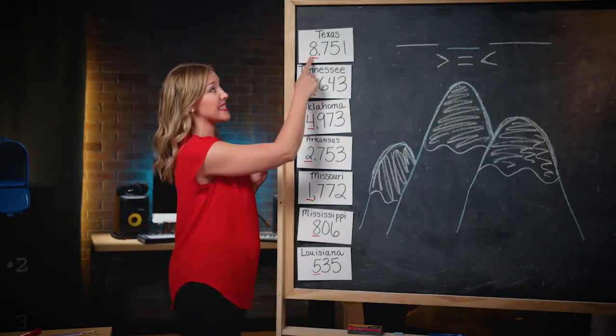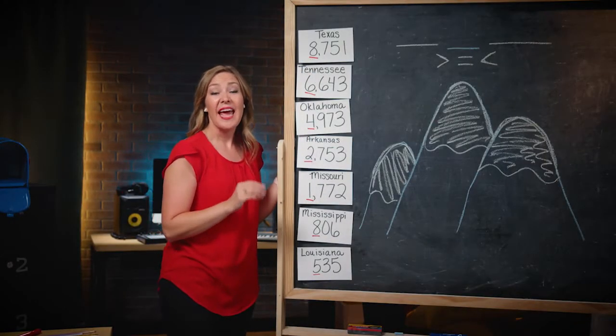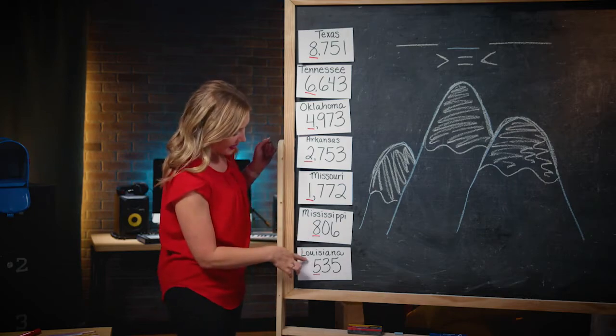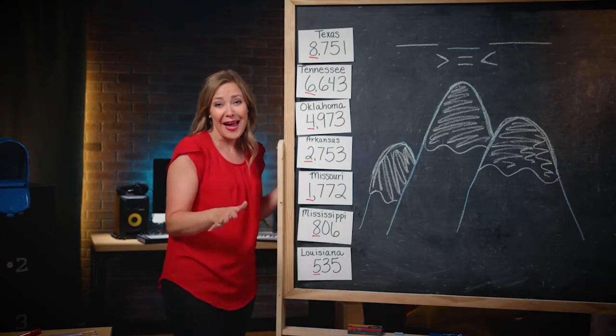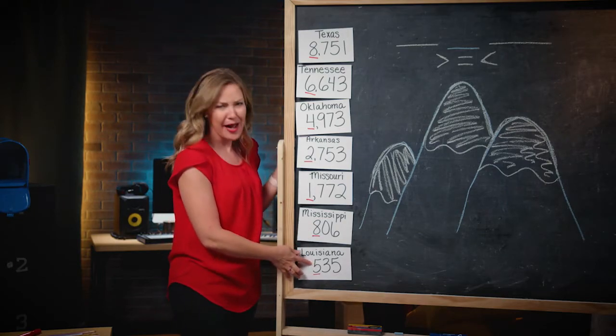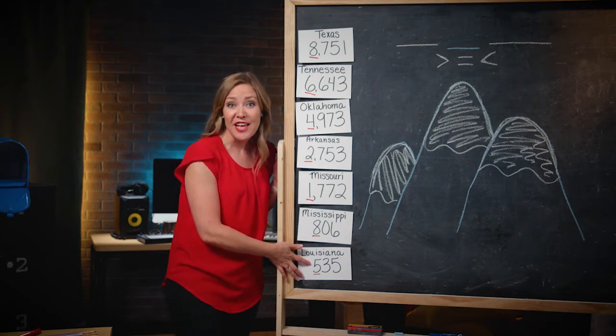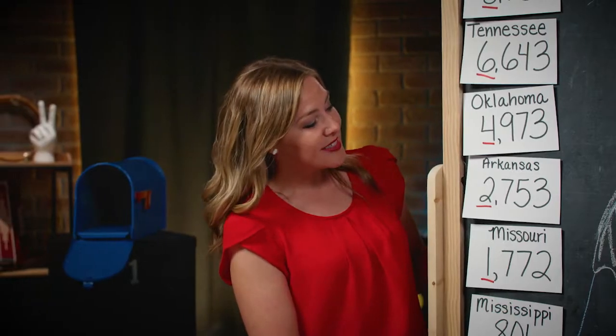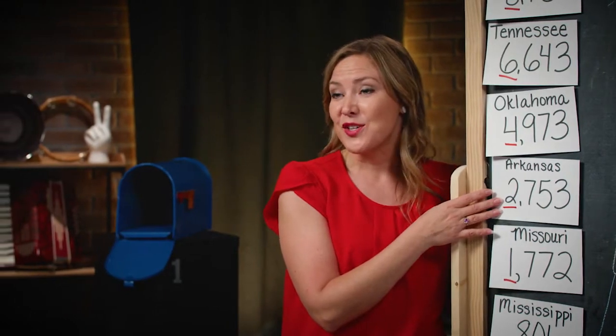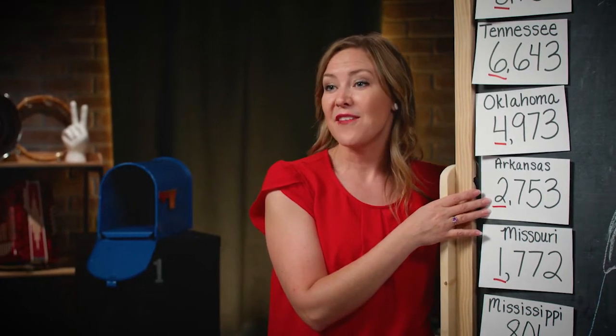The highest point is in Texas at 8,751 feet, and the lowest point is in Louisiana. Oh, this is still a high point, but in Louisiana, their high point's kind of low, 535 feet. And Arkansas is right in the middle at 2,753 feet.